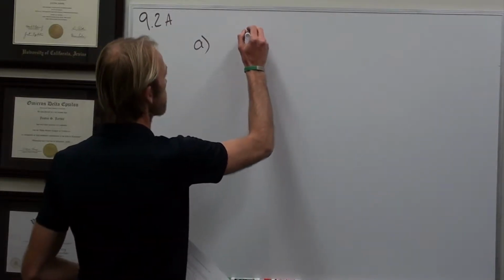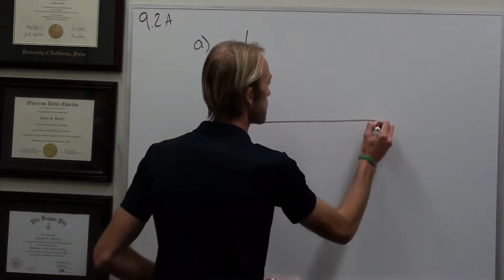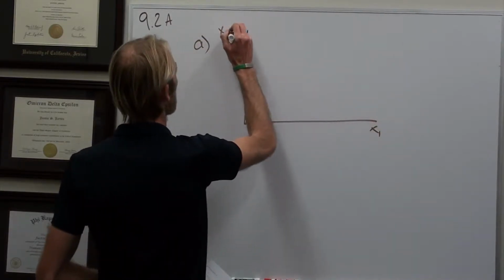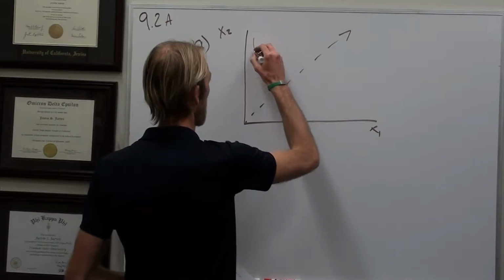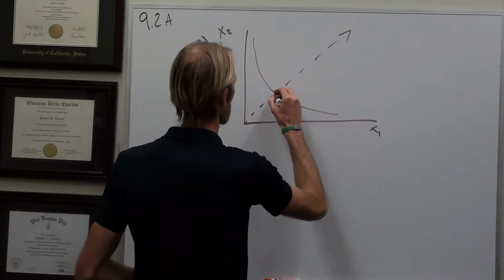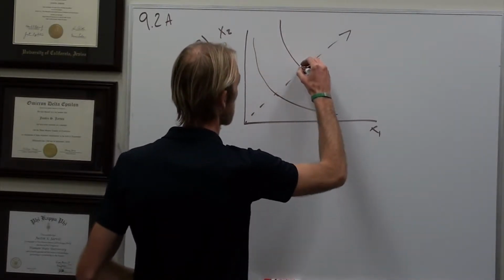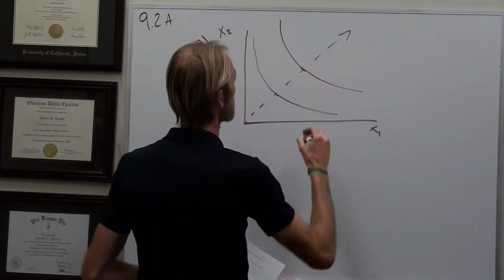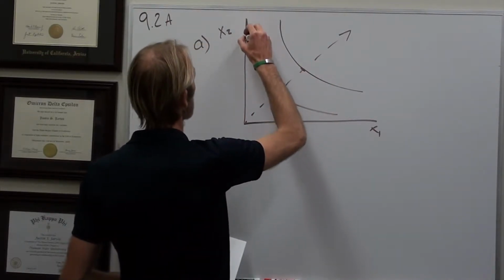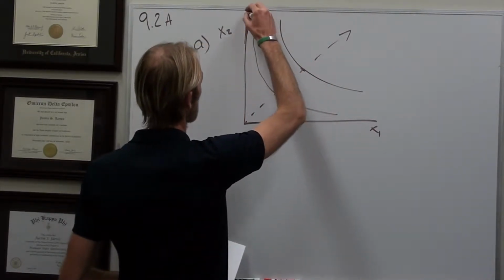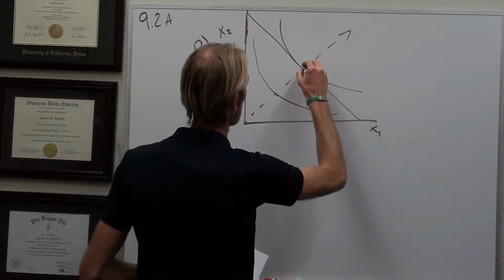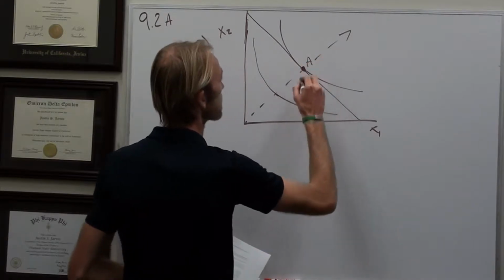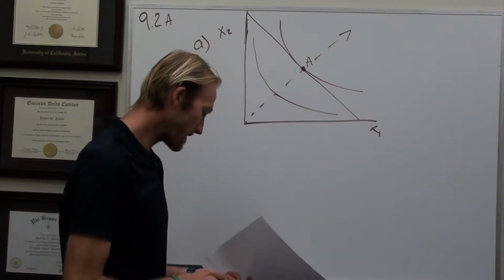Alright, let's draw something with homothetic tastes real quick. Let's draw x1, x2. We know with homothetic tastes that we have indifference curves with the same MRS anywhere through that point. Now, let's really quickly imagine that I have this budget constraint and the individual's originally consuming here at point A.